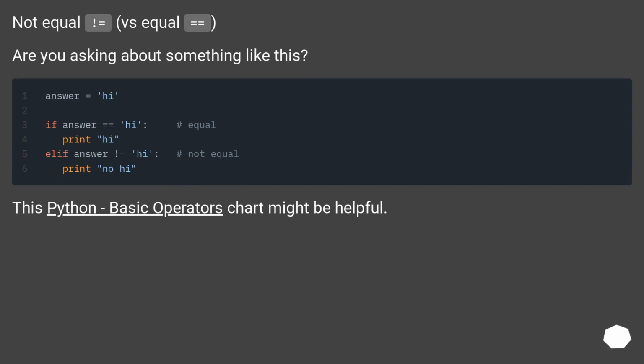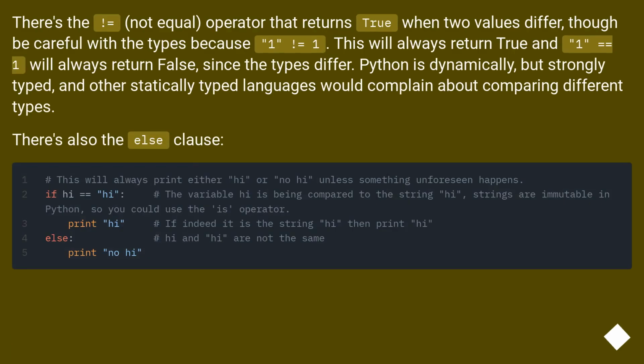This Python basic operators chart might be helpful. There's the not equal operator that returns true when two values differ, though be careful with the types because one not equal one will always return true and one equals one will always return false, since the types differ.